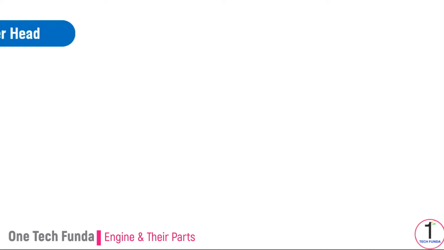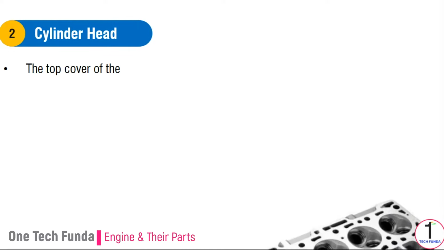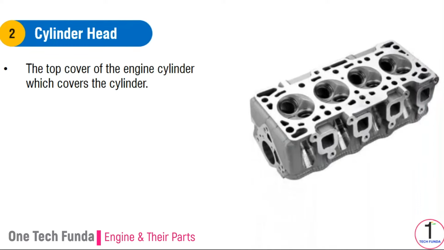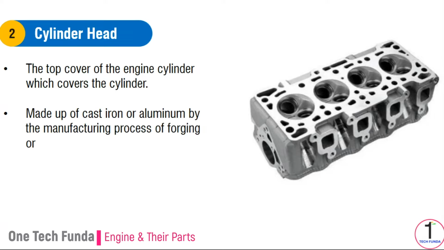Number 2. Cylinder head. The cylinder head is the top cover of the engine cylinder, which covers the cylinder from the top side to seal the cylinder and does not permit air and gas to enter and exit from the system. The head is made as per design requirements from cast iron or aluminum by the manufacturing process of forging or casting. The cylinder head sits above the cylinder block and contains various components such as a spark plug in a petrol engine, inlet valve, exhaust valve, and injector for fuel supply in the case of a diesel engine. For a proper leak-proof seal between cylinder and cylinder head, an asbestos packing and metal gasket are provided.